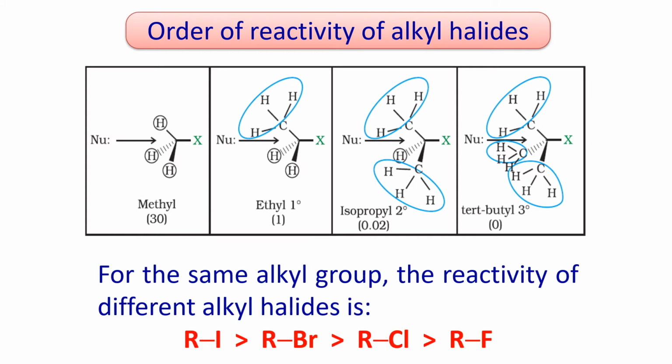The reactivity of different alkyl halides is RI greater than RBr, greater than RCl, greater than RF. We have seen that C-I bond is the weakest, hence it breaks faster as compared to C-Br and so on.